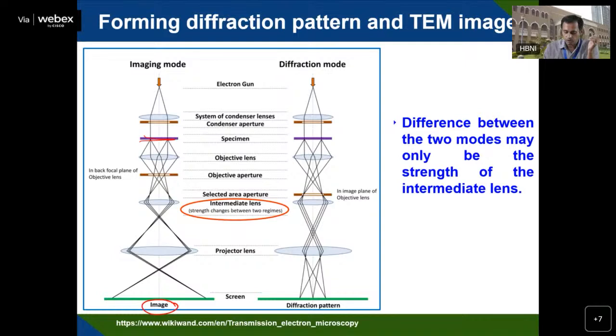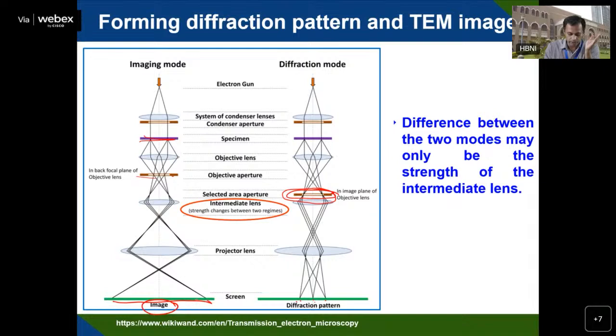But in diffraction mode, you insert a selected area aperture. You can see the objective aperture here in the back focal plane, while in the image plane you have the selected area aperture. The electron beam then goes through the lens, and finally you get spots, the diffraction pattern. In imaging mode you get the image of the whole area, but here you get a spot pattern.